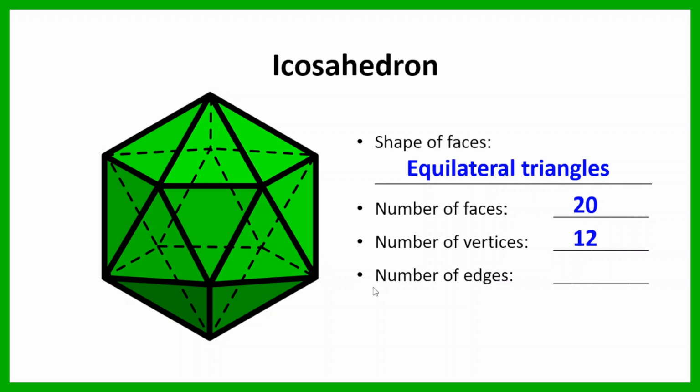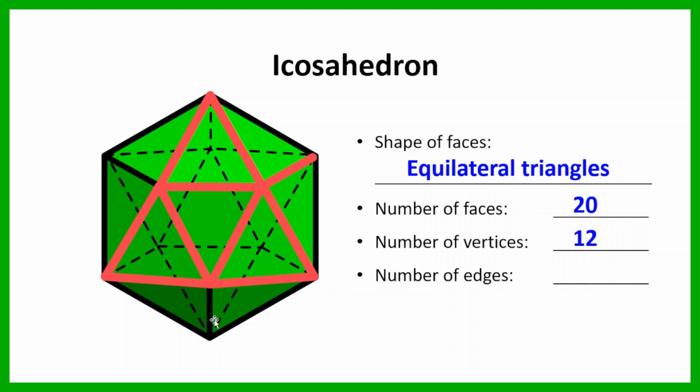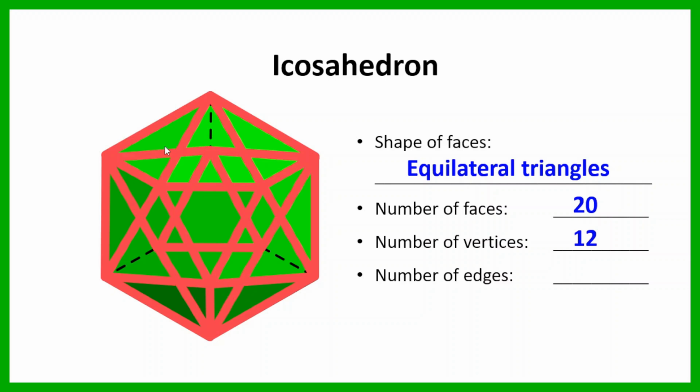And then the number of edges, we've got 1, 2, 3, up to 30. So there are 30 edges altogether on an icosahedron.